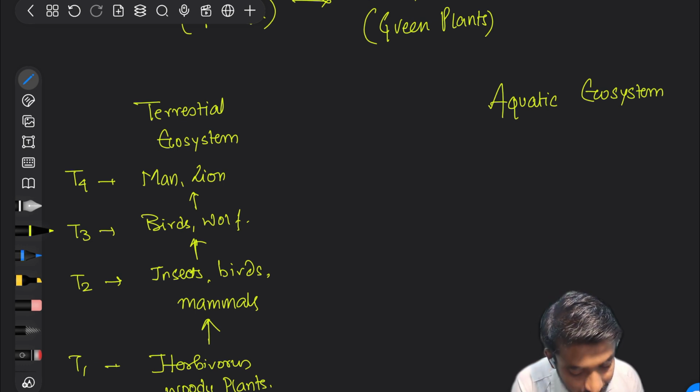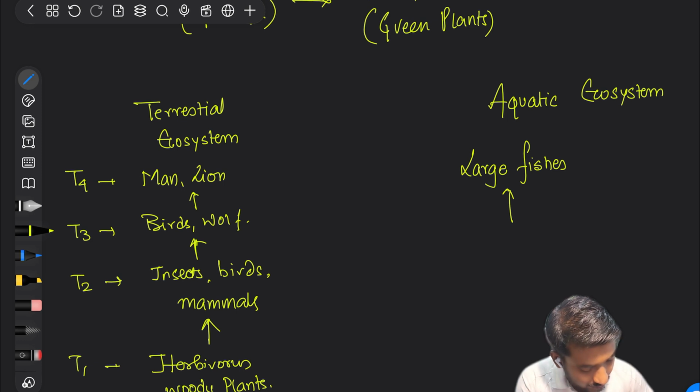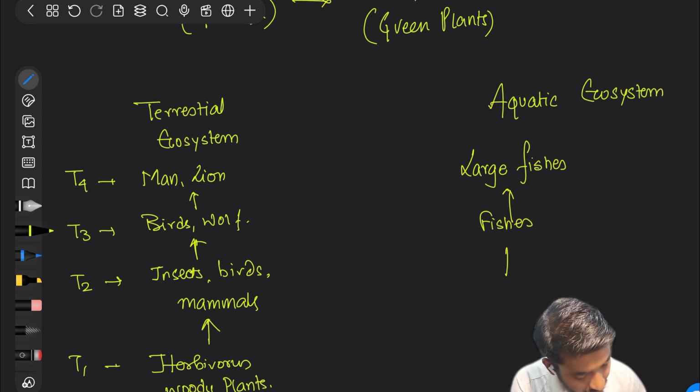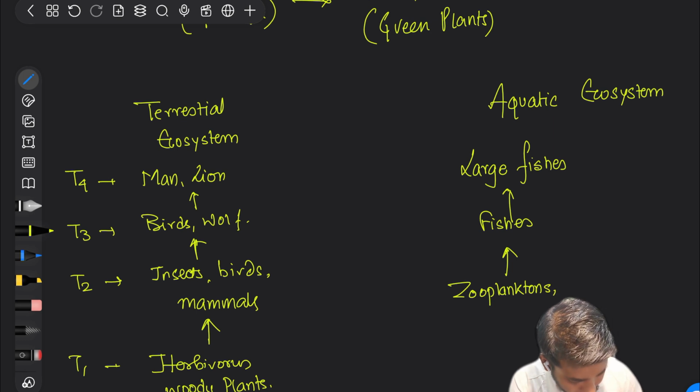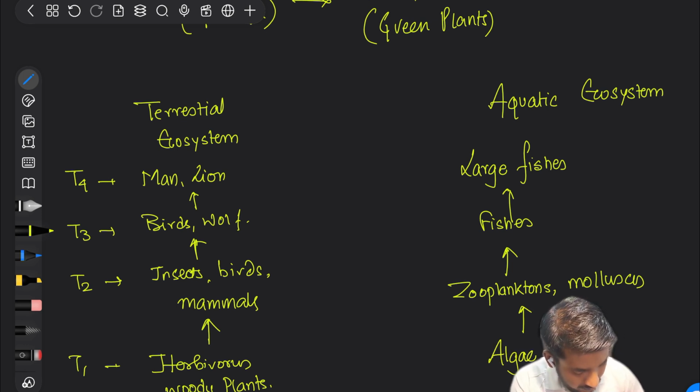Now, in the aquatic ecosystem, the large fishes are seen in the T4 level. Large fishes. Okay, in the T2 level, it's the fishes. In the T1, it is zooplanktons, molluscs, and here it is algae, phytoplanktons, and higher plants.